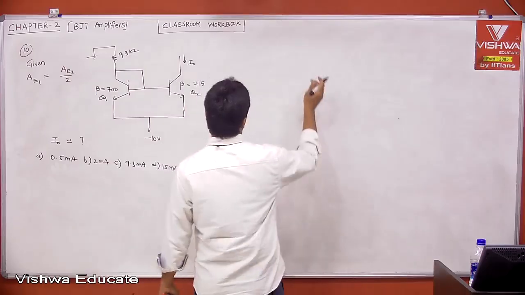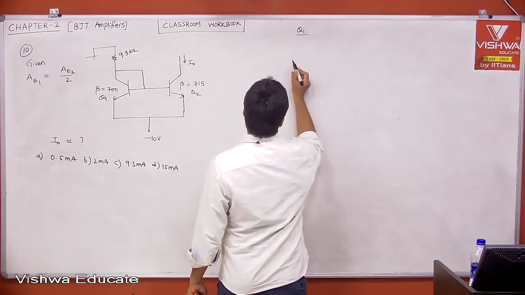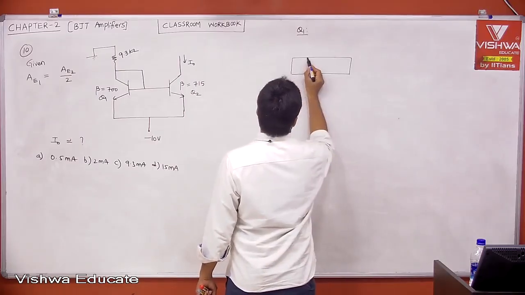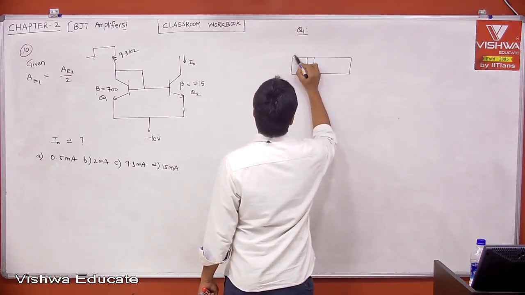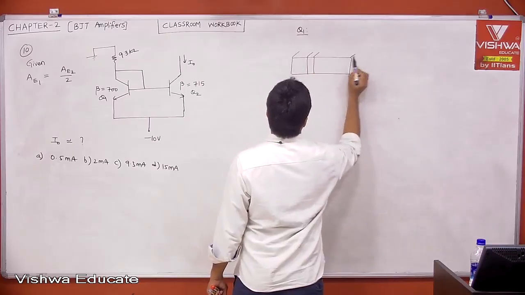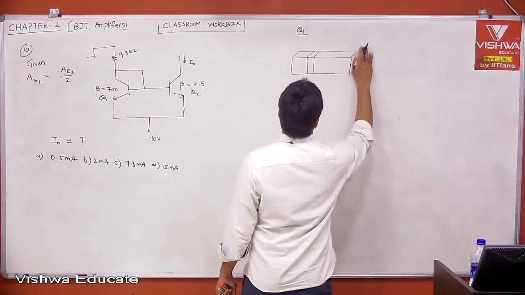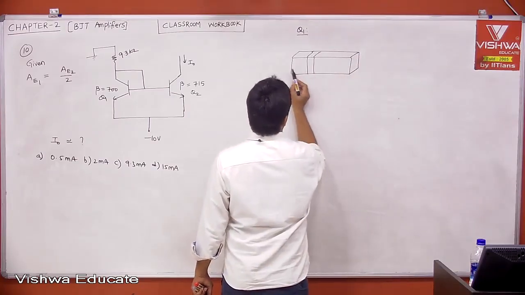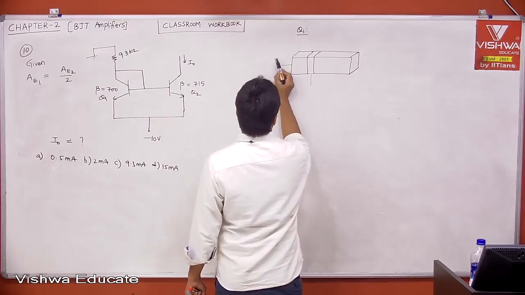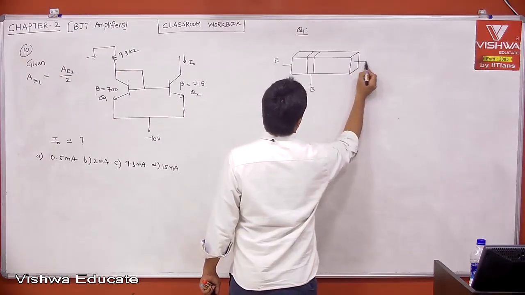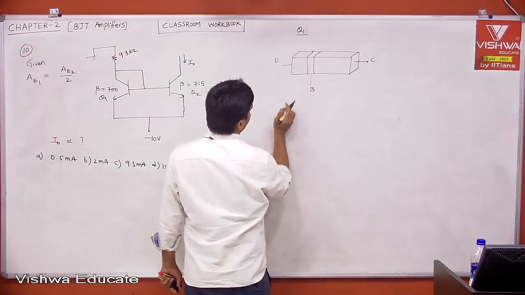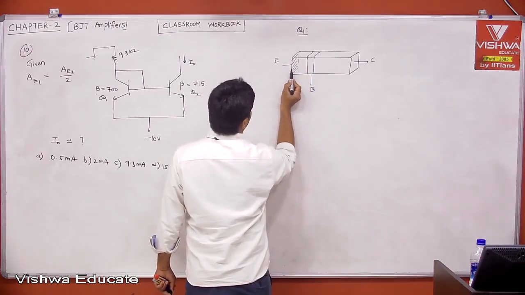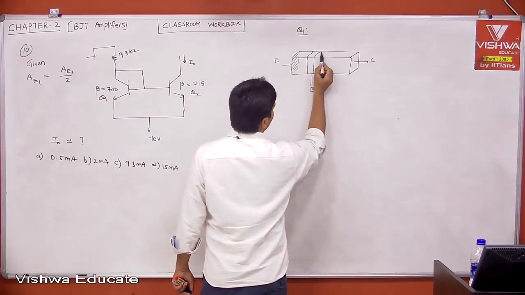If I take the transistor Q1, let us say this is our transistor. Let me draw a three-dimensional view. This is the transistor: emitter, base, collector. Therefore, what is the emitter area here? This is our emitter area, right? Are you able to visualize it in three-dimensional view?